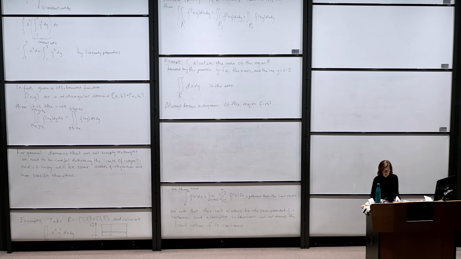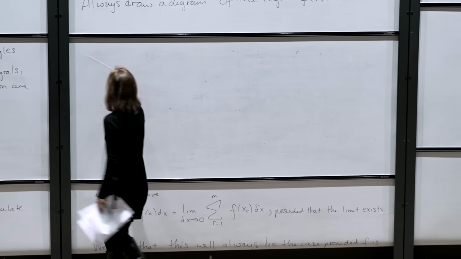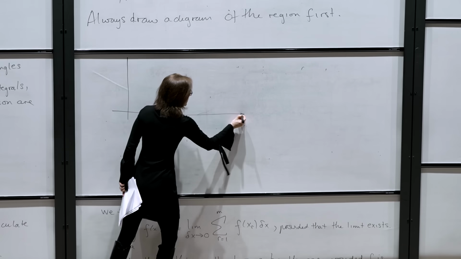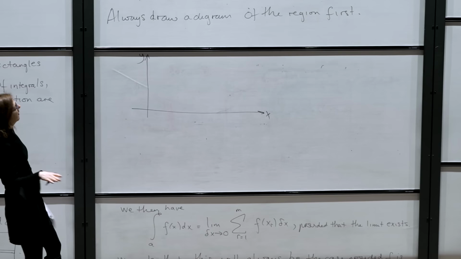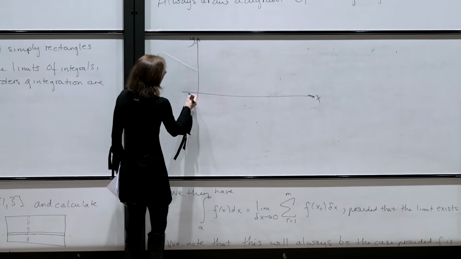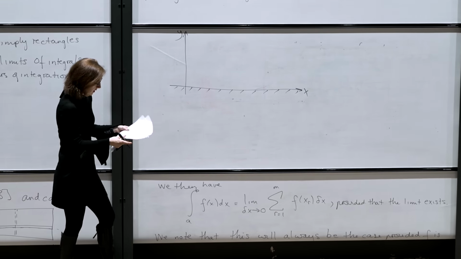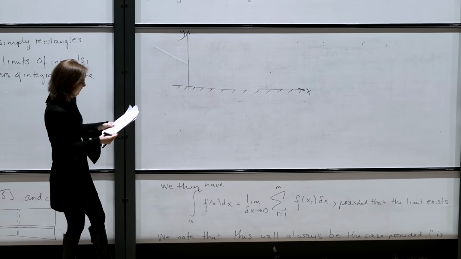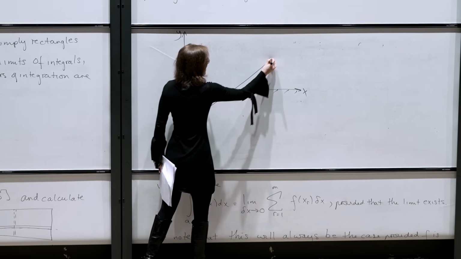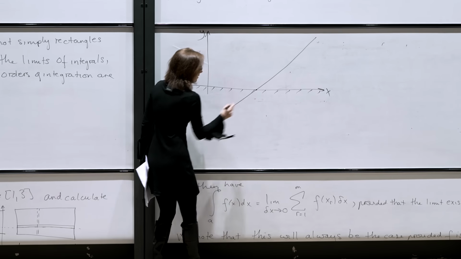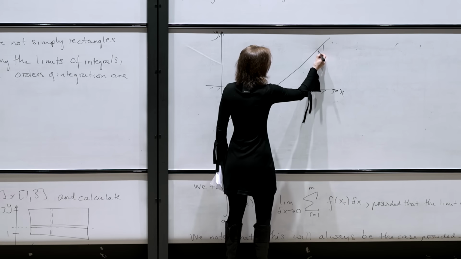Right, so let's draw the region. Here's the x-axis, here's the y-axis. The first bounding line of this region is the x-axis, so we can shade the outside of the region. Then we have the line y equals x minus 2, which looks something like this. That's going to go through the point 2. So there's the outside of that region.